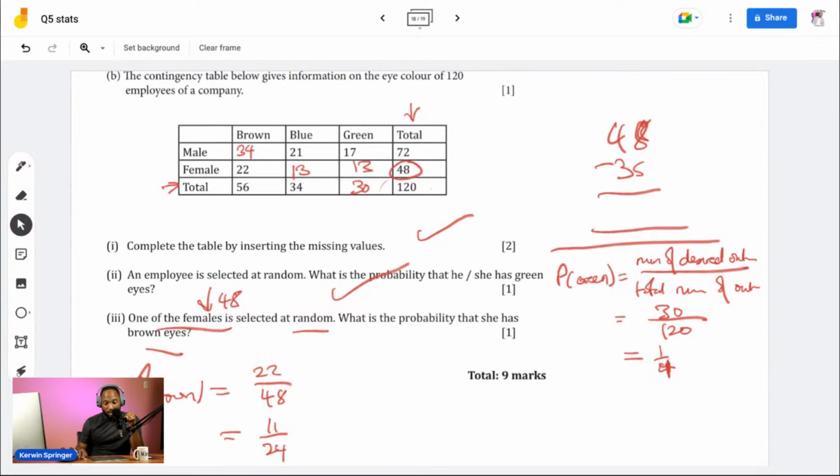So that's a little work in statistics. Notice we just did some pie charts, we did a bar graph, we didn't really look at histograms, did we? No. So go and search Kerwin Springer histograms on the channel, that's your homework, and watch the histogram video and the other statistics videos.